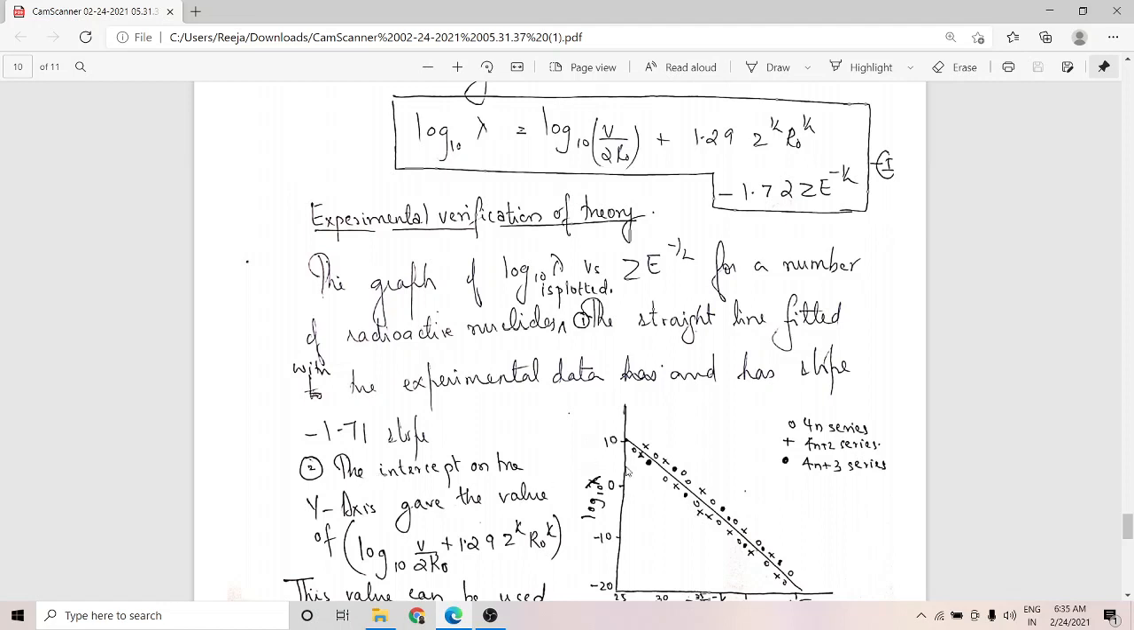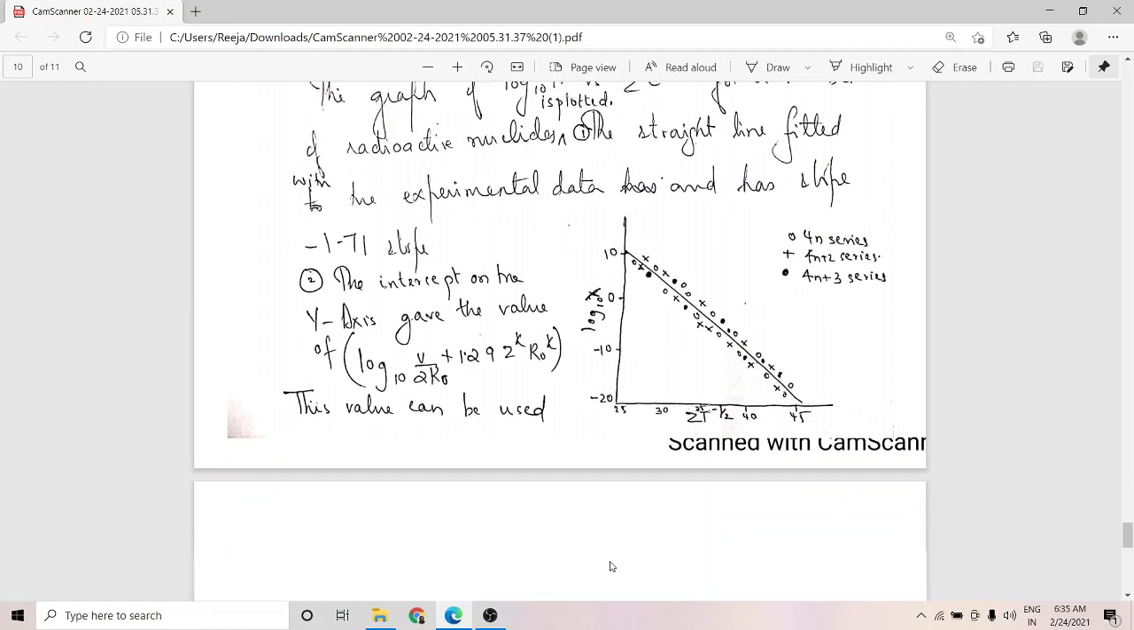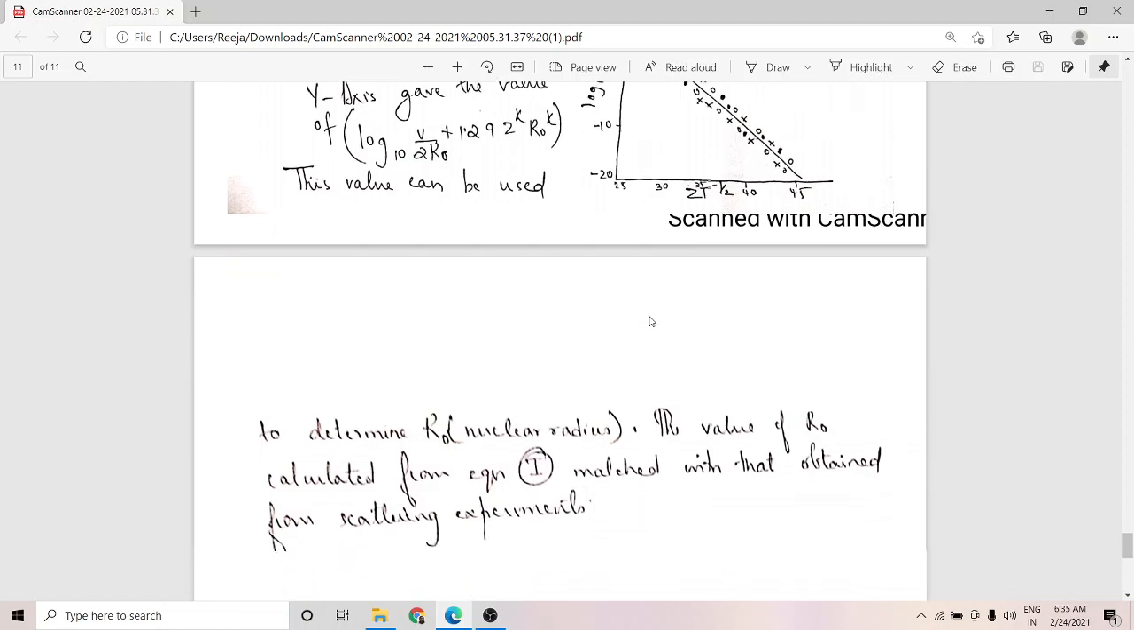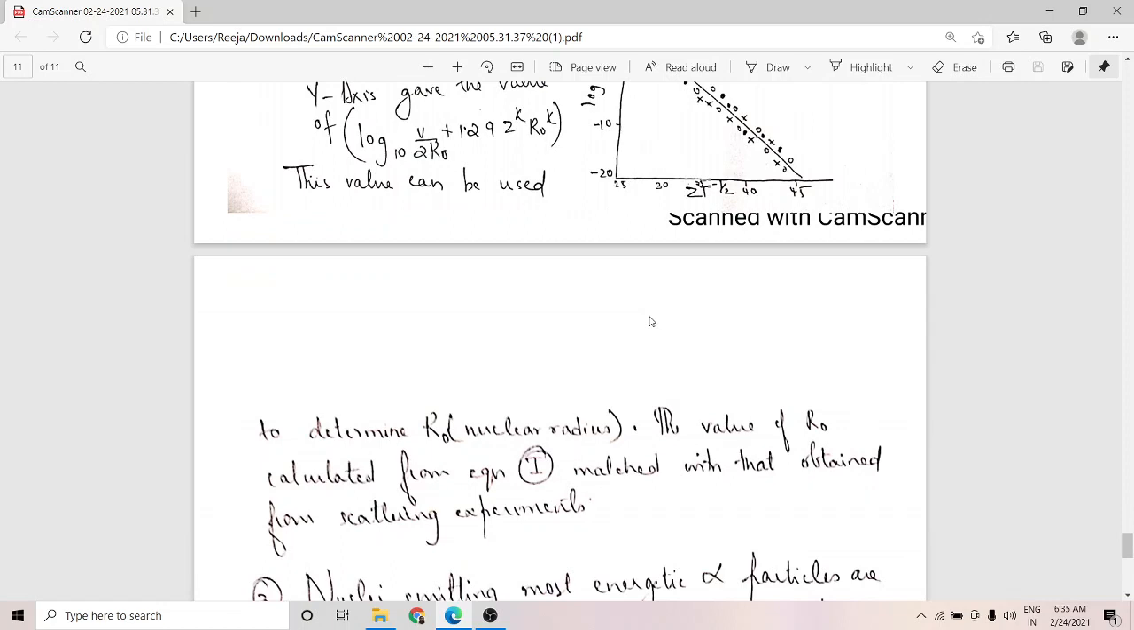Now the y-intercept gives this value, these two terms, log v by 2r0 plus 1.29 z raised to half r0 raised to half. So that is given by the y-intercept, and this value of the y-intercept can be used to determine r0, the nuclear radius. Now the nuclear radius calculated from this equation 1 by plotting the graph matched very well, or its order matched with that obtained from scattering experiments, which showed that Gamow's theory is very correct.